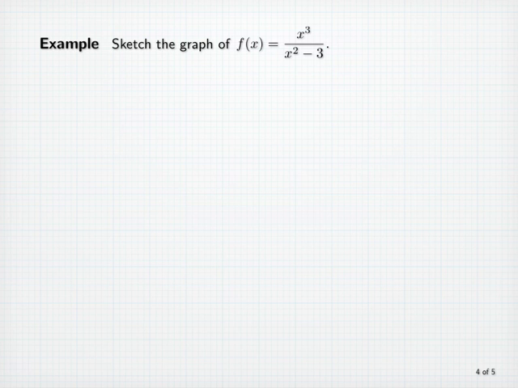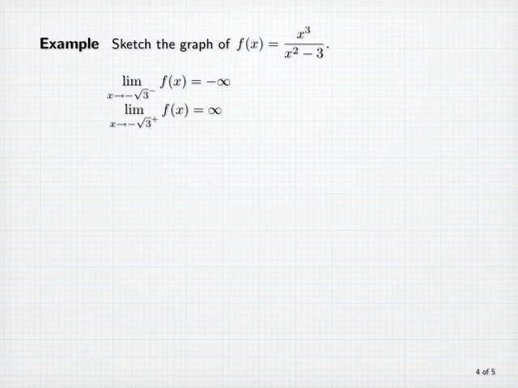If x is less than negative square root of 3, then the numerator x cubed here is negative, and the denominator is positive. Therefore, the limit as x approaches negative square root of 3 from the left of f of x will be negative infinity. If x is close to negative square root of 3 but greater than negative square root of 3, the numerator here is still negative while the denominator is also negative, and so therefore the limit as x approaches negative square root of 3 from the right will be plus infinity.